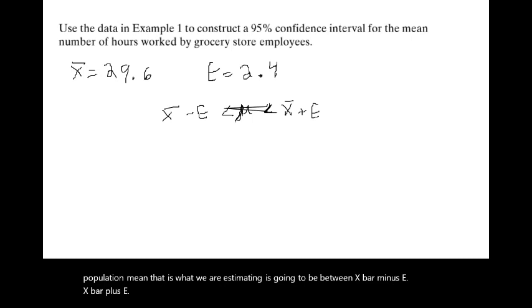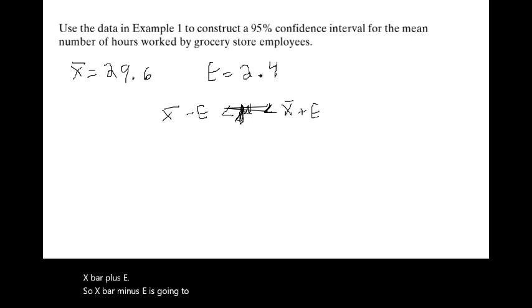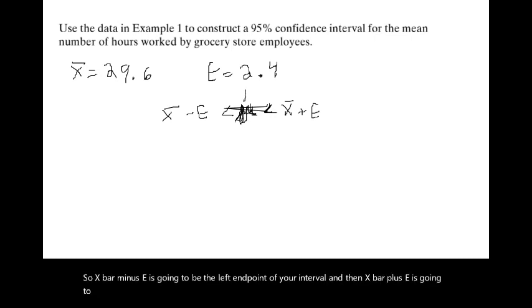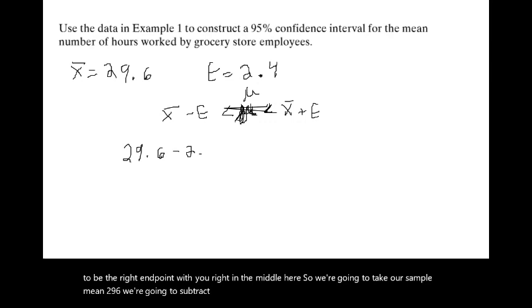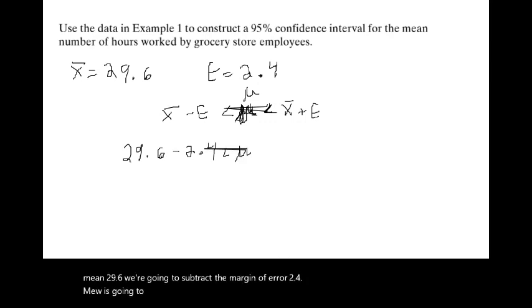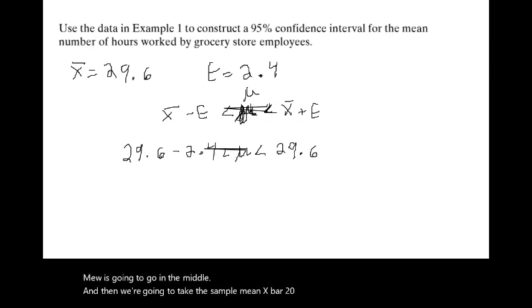So x bar minus E is going to be the left endpoint of your interval, and then x bar plus E is going to be the right endpoint, with mu right in the middle here. So we're going to take our sample mean, 29.6. We're going to subtract the margin of error, 2.4. Mu is going to go in the middle. And then we're going to take the sample mean, x bar, 29.6, and we're going to add the margin of error, 2.4.